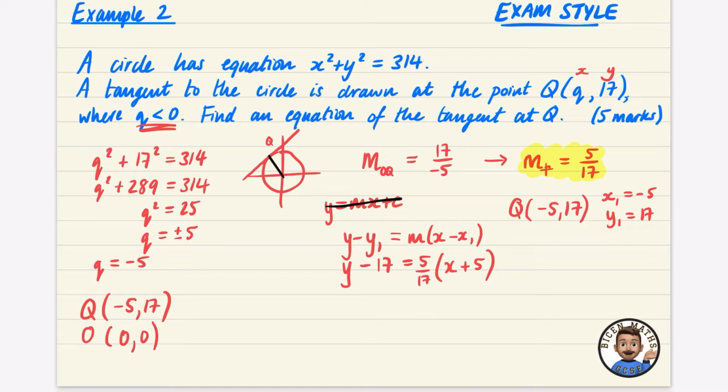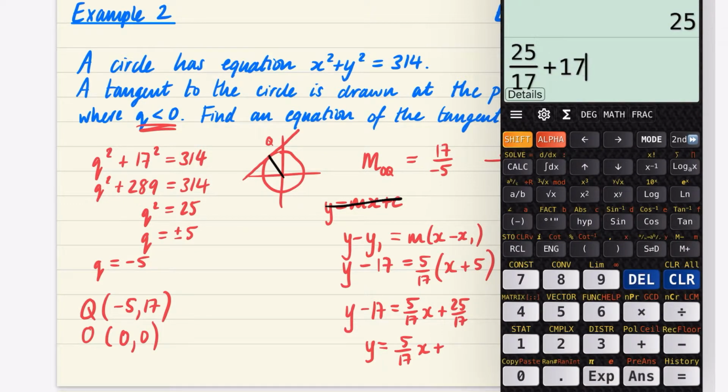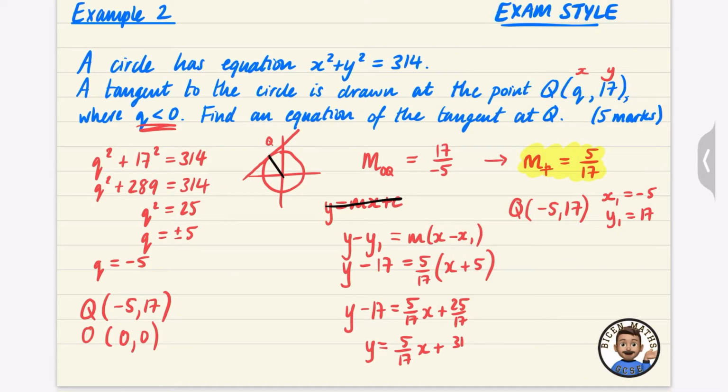Now that is technically the answer to the question. It says find an equation of the tangent. I've done it, I can stop there, but I know many of you will probably want it to be written in the standard form. So if I expand the brackets on the right hand side, I get 5 over 17 x plus 25 over 17. So y is equal to 5 over 17 x plus 25 over 17 plus 17, because I'm going to add that negative 17 from the other side, and it's 314 over 17.